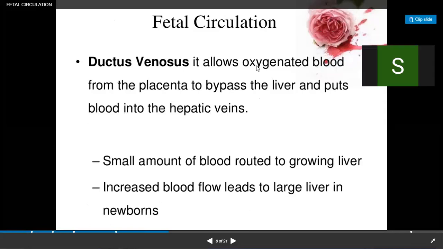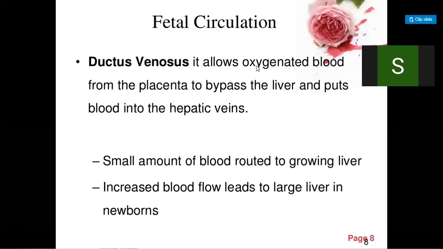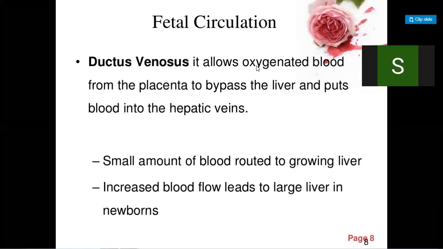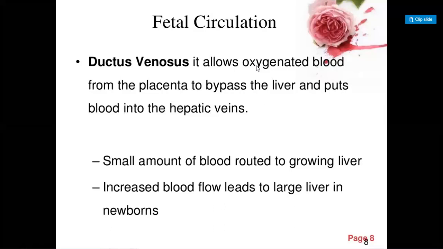So, fetal circulation. The ductus venosus allows oxygenated blood from the placenta to bypass the liver and puts blood into the hepatic veins. Whatever blood comes from the umbilical vein bypasses the liver, going from the placenta to the hepatic vein.